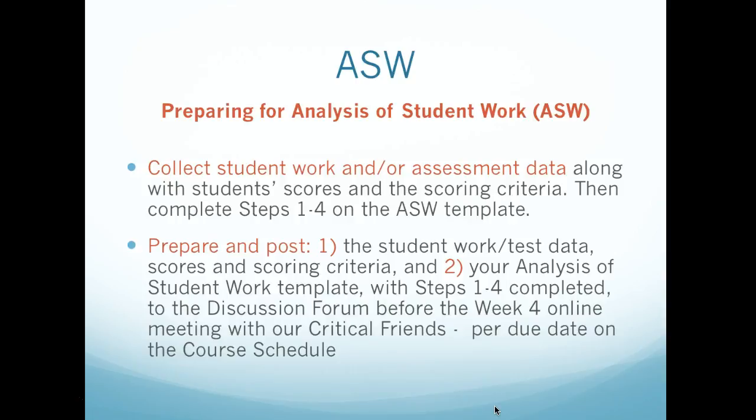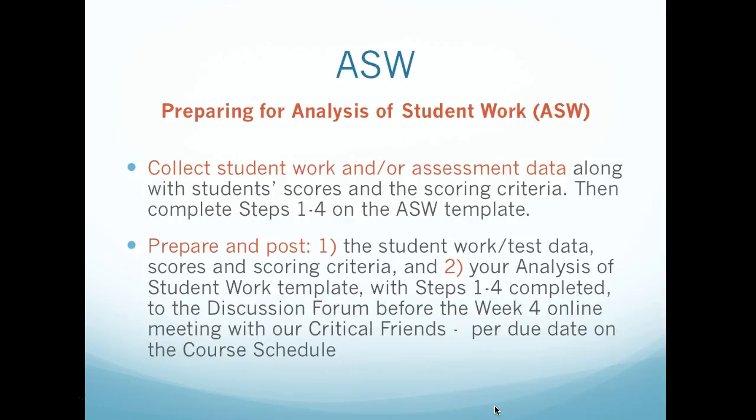This is a transitional piece between Module 11 and Module 12. You're going to be analyzing student work. And in order to do that, and I did remind you at the orientation, you will need to have a set of student work and/or assessment data to use from a class, a practicum class, or a teacher you know, along with the student scores and the scoring criteria used for those scores. And then you're going to complete steps 1 through 4 on the ASW template, the Analysis of Student Work template.